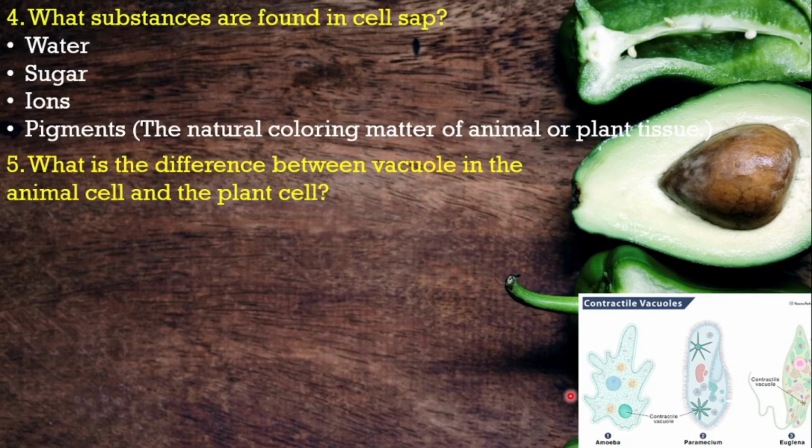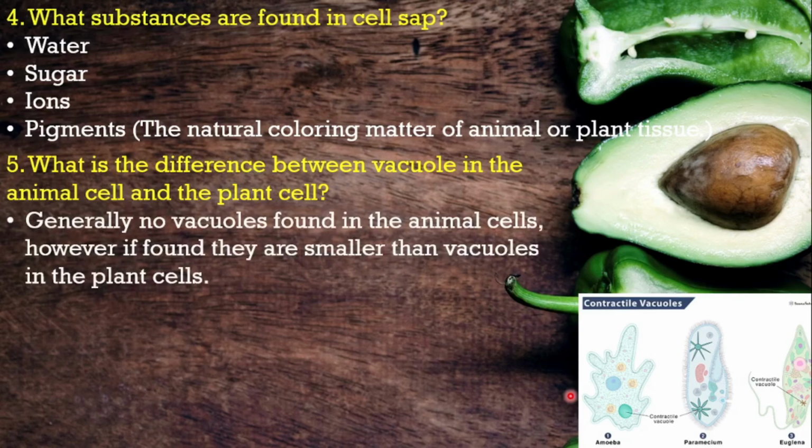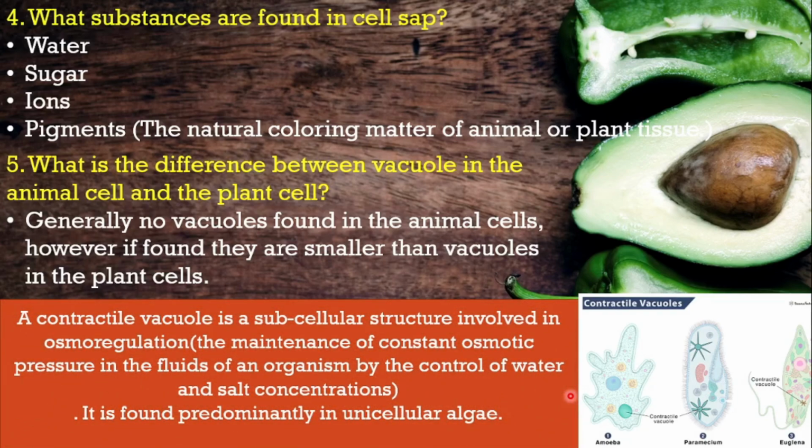What is the difference between vacuole in the animal cell and the plant cell? Here it is. Generally no vacuoles found in animal cells. However, if found, they are smaller than the vacuoles in the plant cell. A contractile vacuole is a subcellular structure involved in osmoregulation. Osmoregulation means the maintenance of constant osmotic pressure in the fluids of an organism by the control of water and salt concentrations. It is found predominantly in unicellular algae.